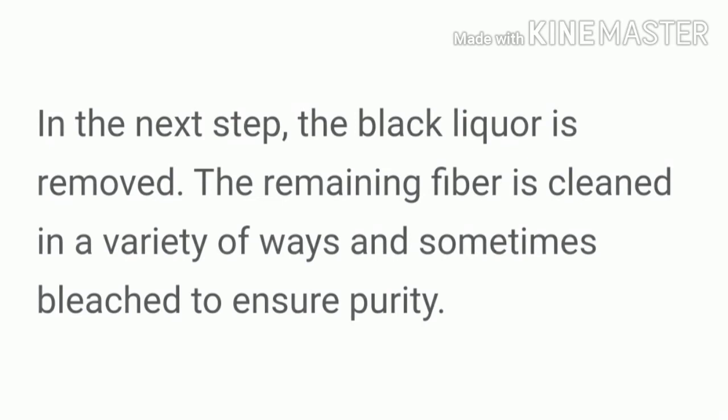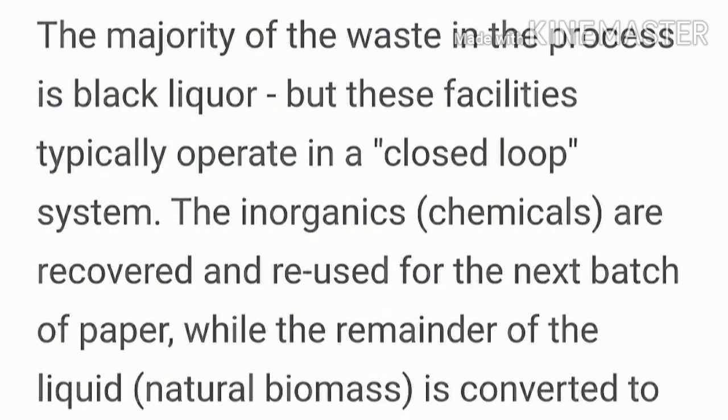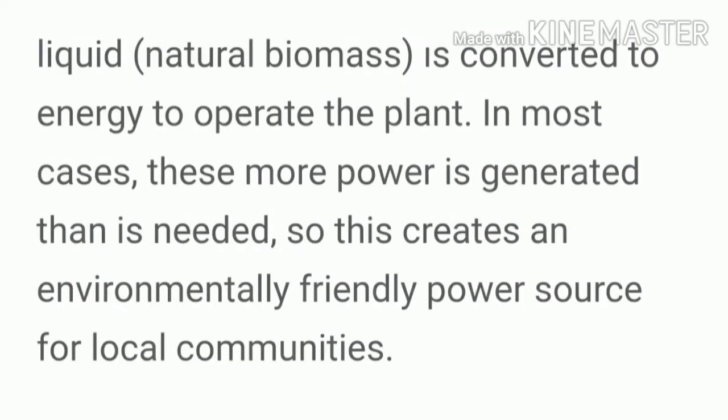In the next step, the black liquor is removed. The remaining fiber is cleaned in a variety of ways and sometimes bleached to ensure purity. The majority of waste in the process is black liquor, but these facilities typically operate in a closed loop system. The inorganic chemicals are recovered and reused for the next batch of paper, while the remainder of the liquid, that is, natural biomass, is converted to energy to operate the plant.